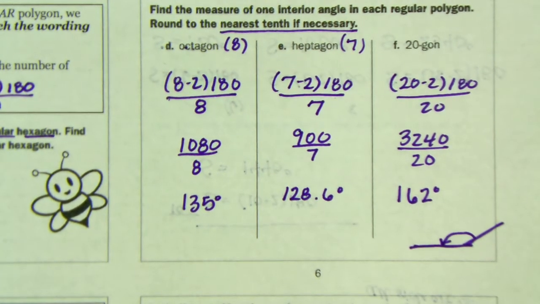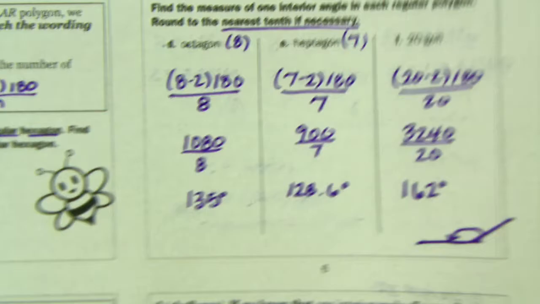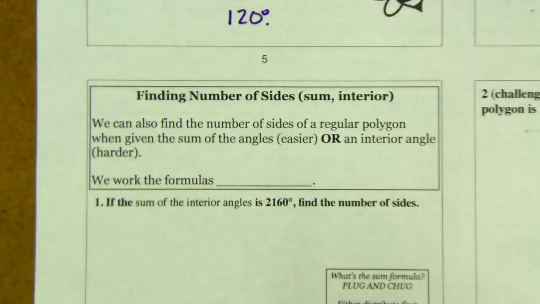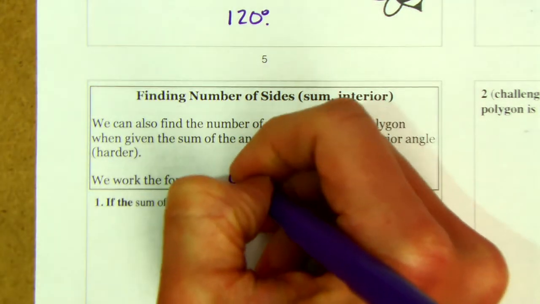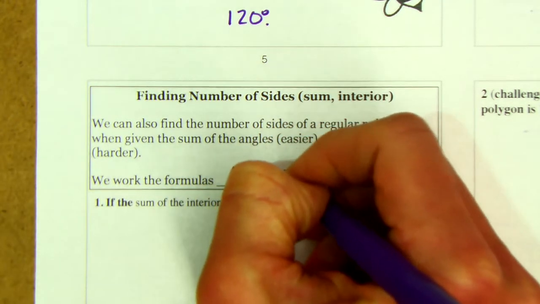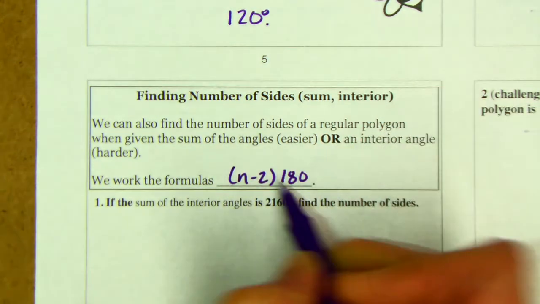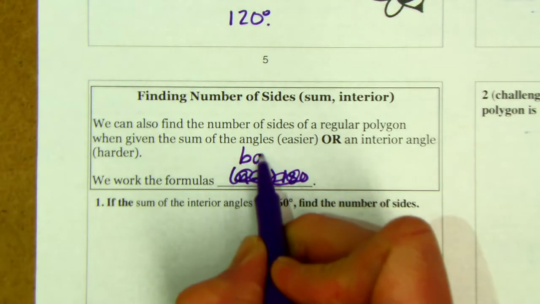Okay, let's slide down here. What if I give you the angle measure and want you to find the number of sides? You can do this backwards. We can also find the number of sides of a regular polygon when given the sum or when given one angle. Obviously, if they give you one angle, it's a little bit harder. We work the formulas, n minus 2 times 180. Oh, sorry, we work the formulas backwards.